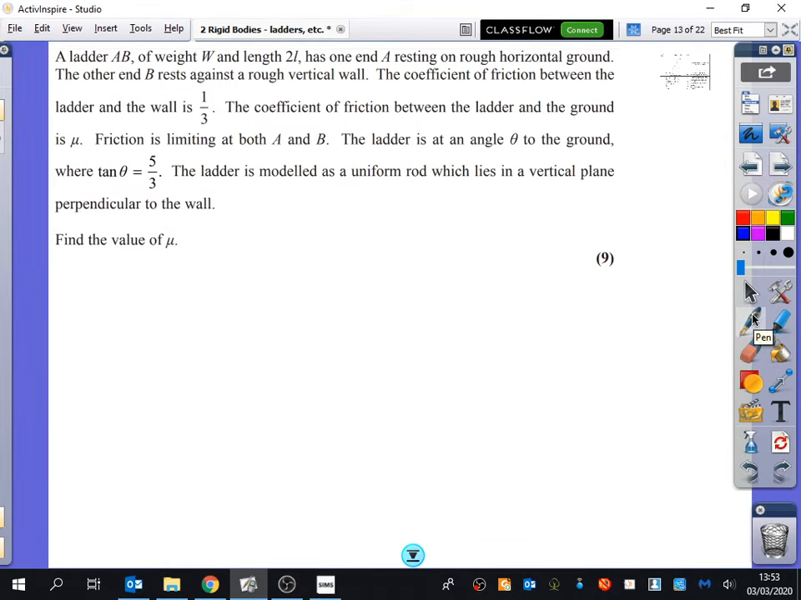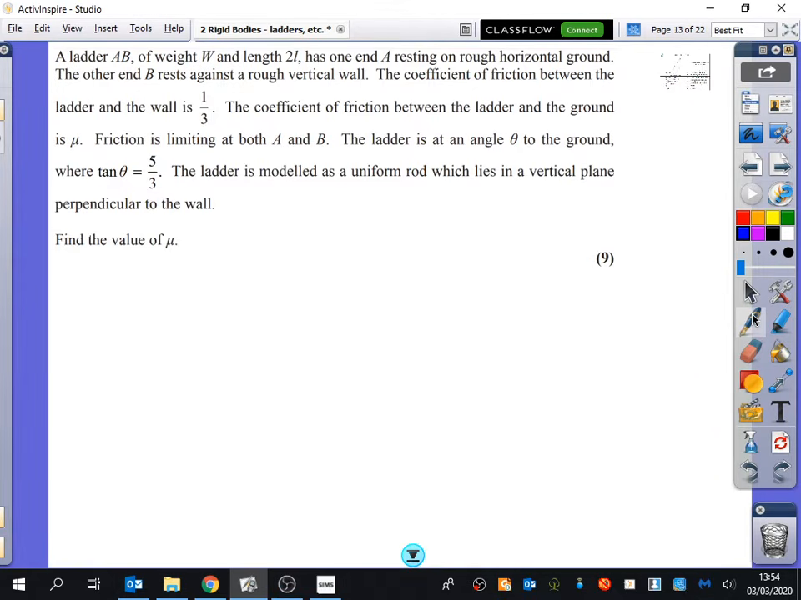We have a ladder. This time there's no diagram, so we're going to need to build our own. A ladder AB of weight W and length 2L. They love to not give numbers for this. They love to just use letters the whole time. Has one end A resting on rough horizontal ground. The other end B rests against a rough vertical wall. So here's a double rough example. I wanted to make sure to show you a double rough example.